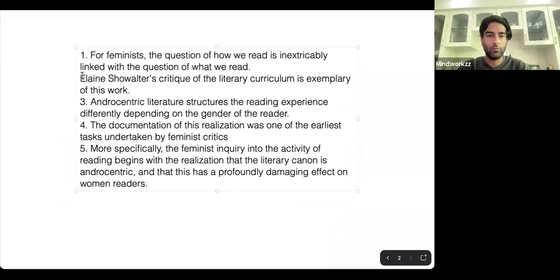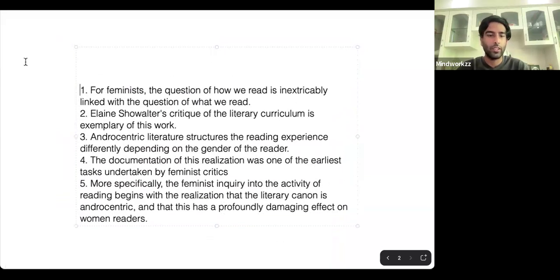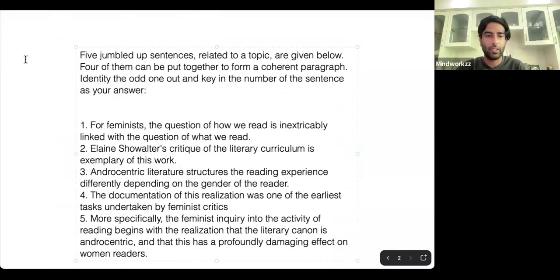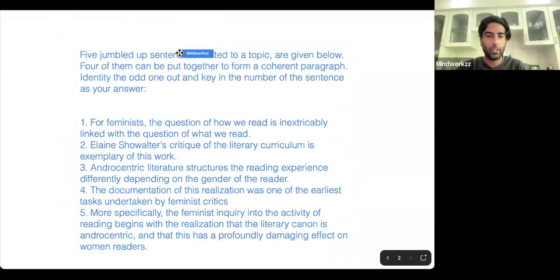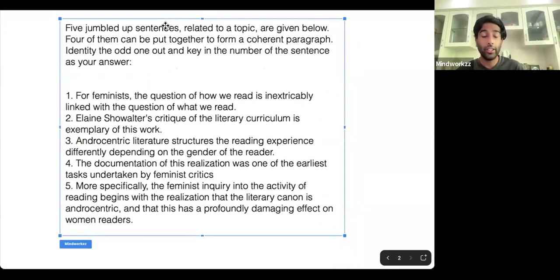This is sentence number 1. This is sentence number 2. And of course, the general instruction is as I had shown before, that 5 jumbled up sentences are related to a topic. We're going to do theory through question solving.